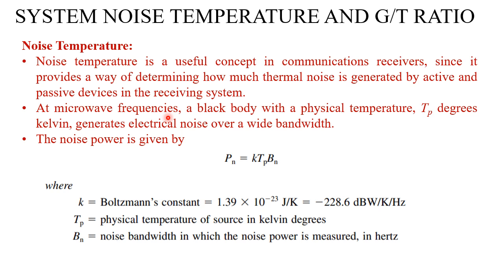At microwave frequencies, a black body with a physical temperature Tp degrees Kelvin generates electrical noise over a wide bandwidth, right? So noise power can be written as Pn equal to K into Tp into Bn, where K is the Boltzmann constant. Tp is the physical temperature of the source in degree Kelvin, and Bn is the noise bandwidth.